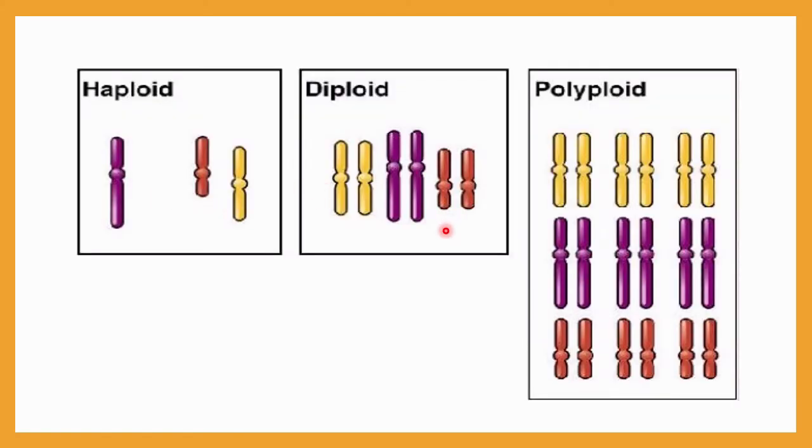Let me discuss this in detail. Let me explain using this diagram. This is a haploid, with one chromosome, a second chromosome and a third. If it is diploid, then what happens?